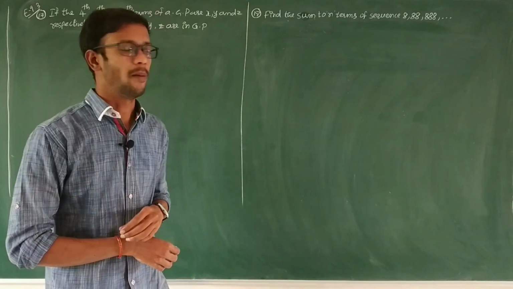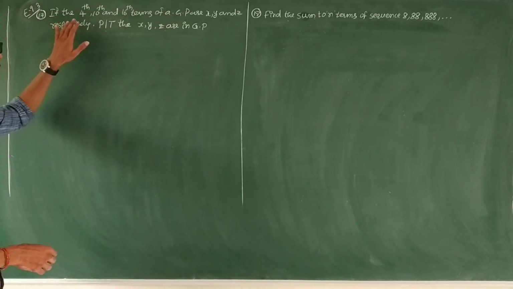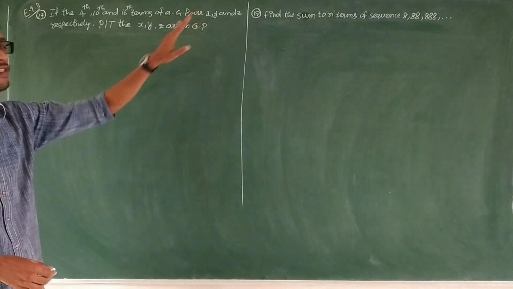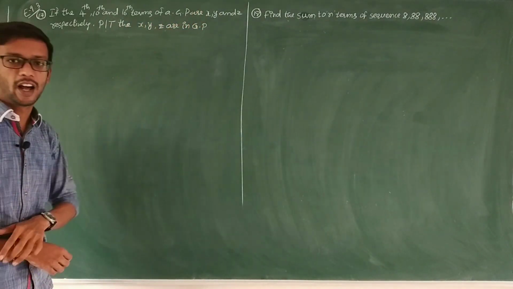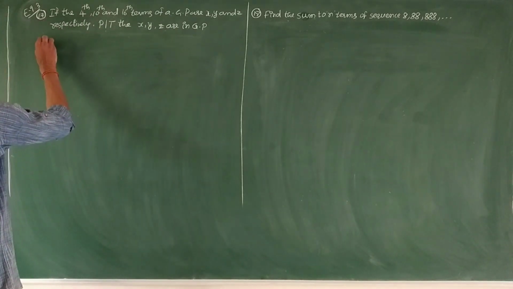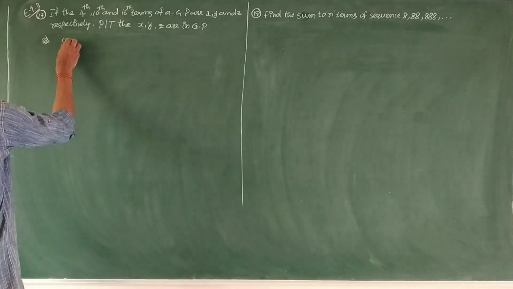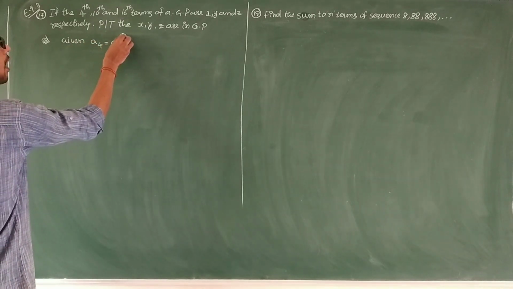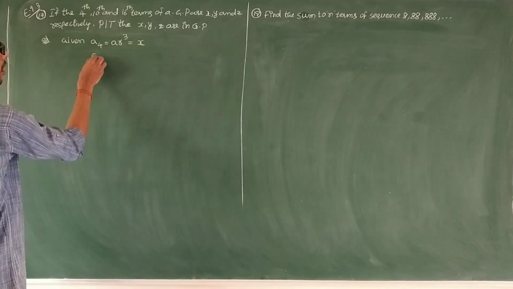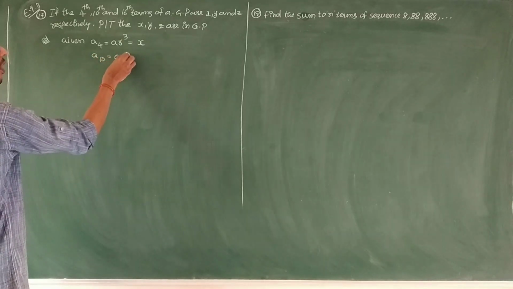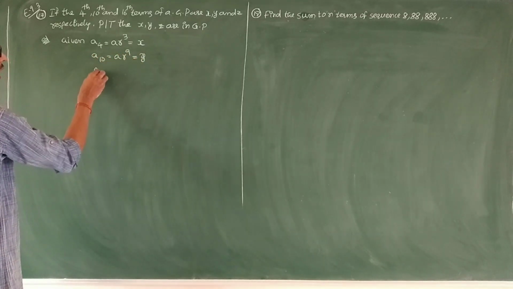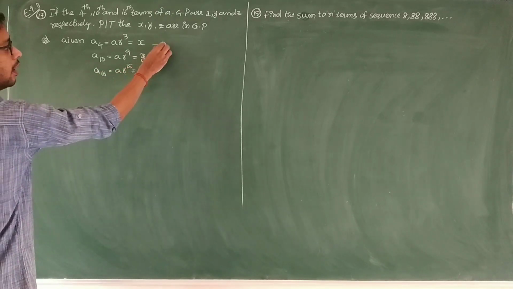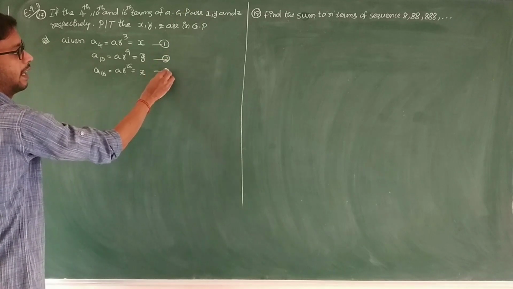Next step, problem number 17. If the 4th, 10th, 16th terms of a GP are x, y, z, prove that x, y, z are in GP. So I will write first of all, given: A4, that is AR power 3, is equal to x; A10, AR power 9, is equal to y; A16, AR power 15, is equal to z. Take as 1, 2 and 3.